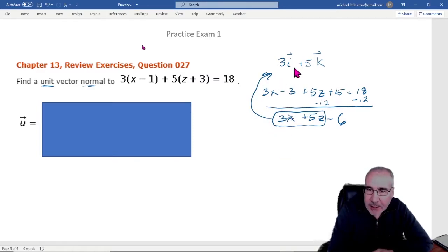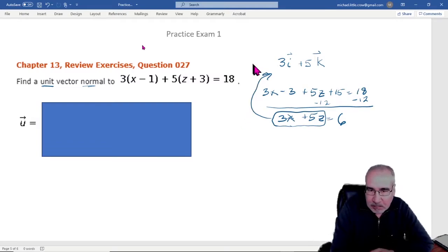Okay, but the normal vector from our notes, from what we've done, comes right from here, and it's those coefficients. It's 3 in the i direction plus 5 in the k direction from here. Okay, so that's our normal vector. And so to make it a unit vector, what we need to do is divide it. Let's call this something. Oh, they call it u over here. It's not quite u yet.